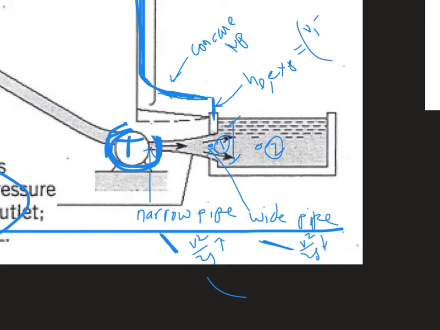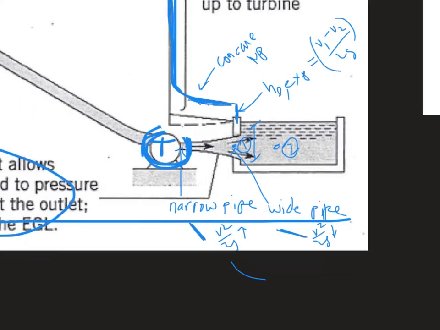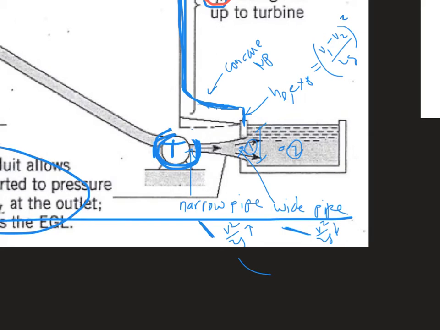V1 minus V2, quantity squared, on 2g. So when you're going into a big tank, V2 is 0, so this becomes the velocity in the pipe squared over 2g. It just becomes V squared on 2g in this case. That's how much energy we lost.